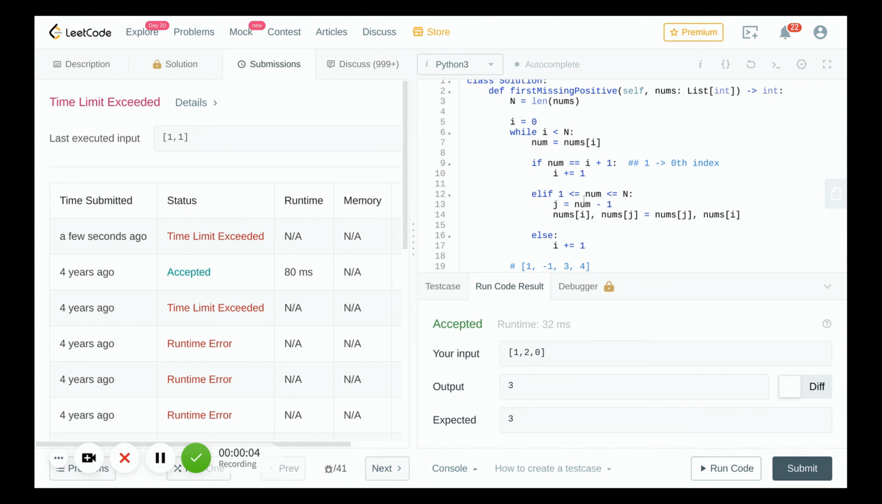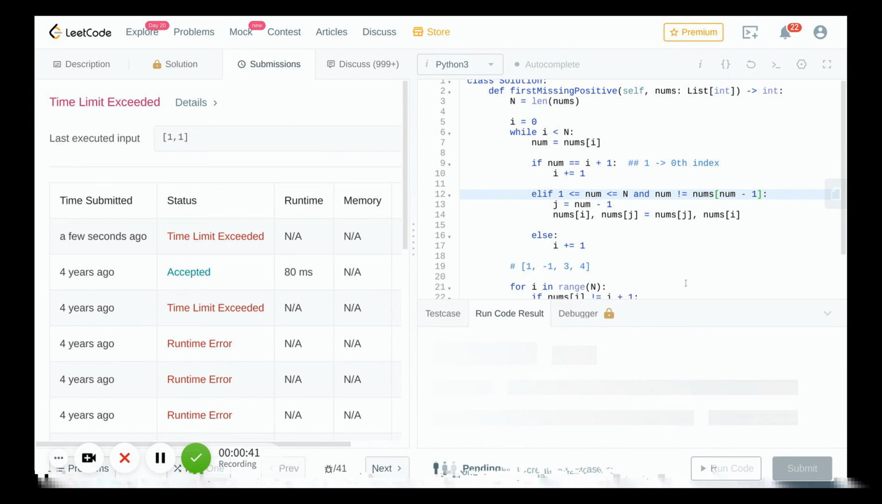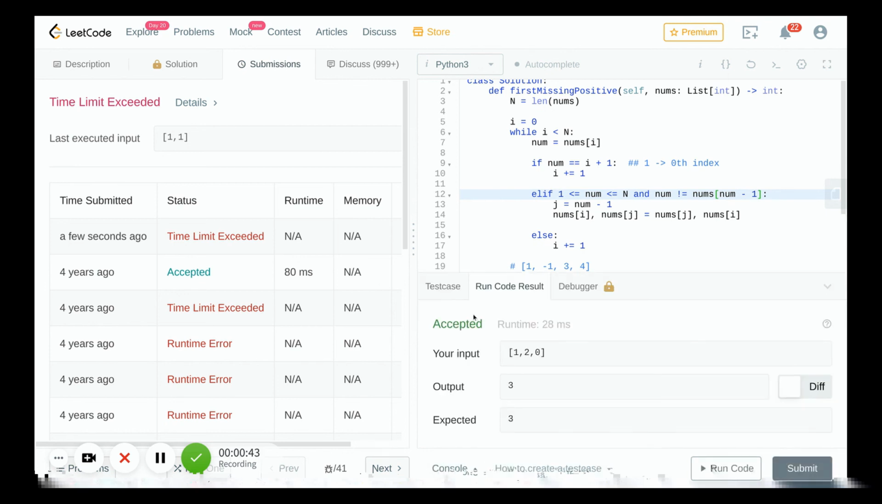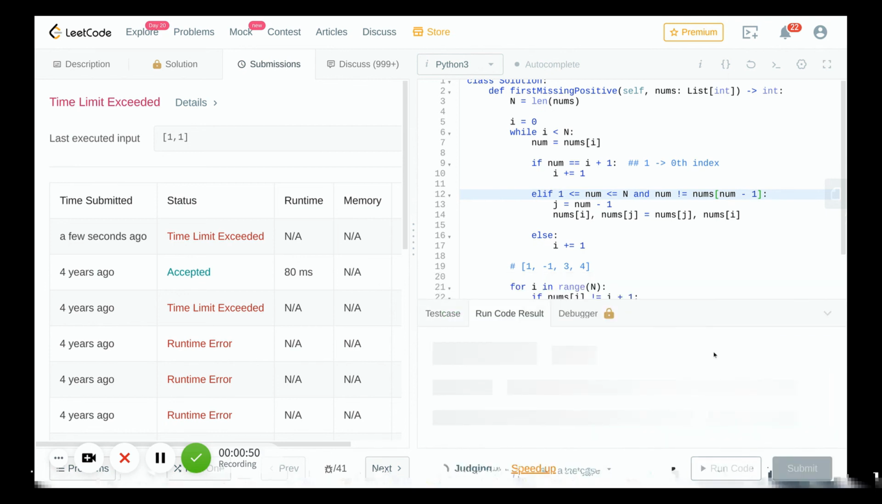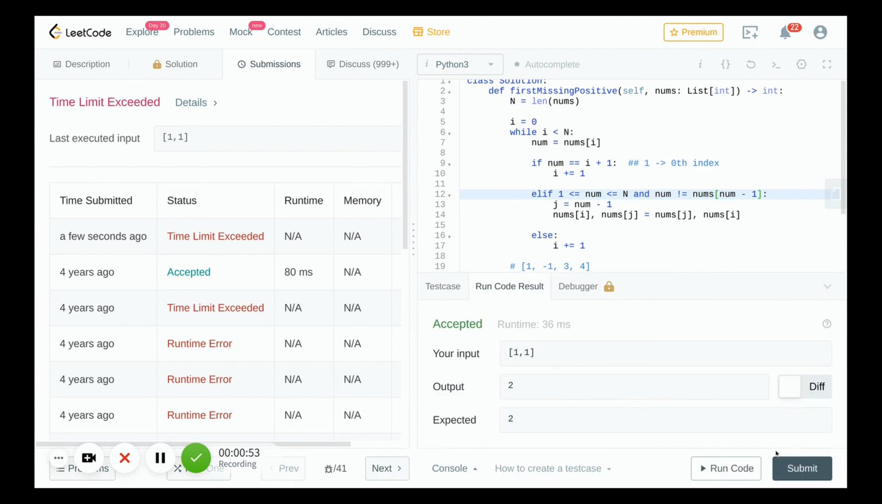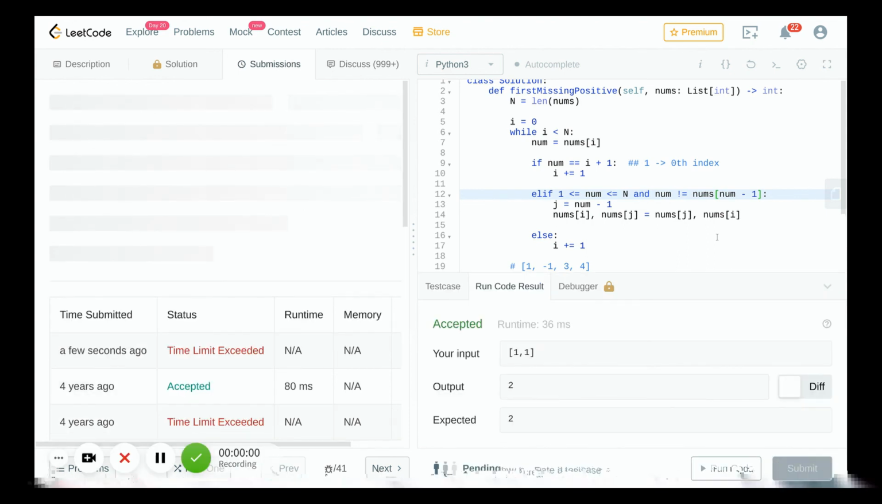Okay, so in this particular case, when you have the same number on j and i, it will try to replace each other and get into an infinite loop. So we just need to check one more condition, if and num is not equal to nums of num minus 1. Let us try this on the test case 1, 1. Okay, let us submit this code. I think it should be accepted.